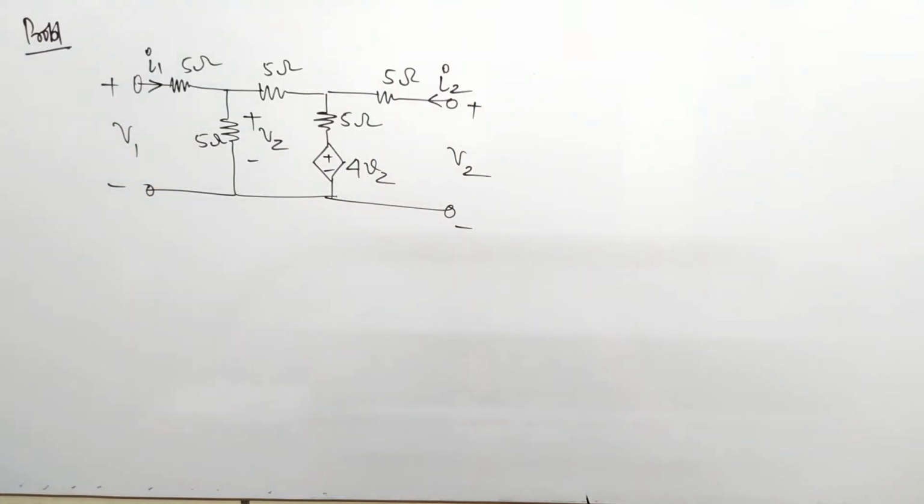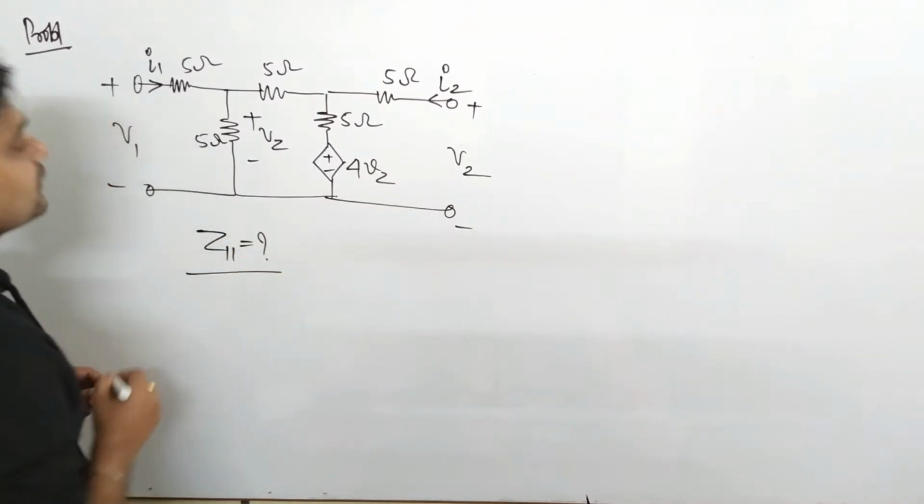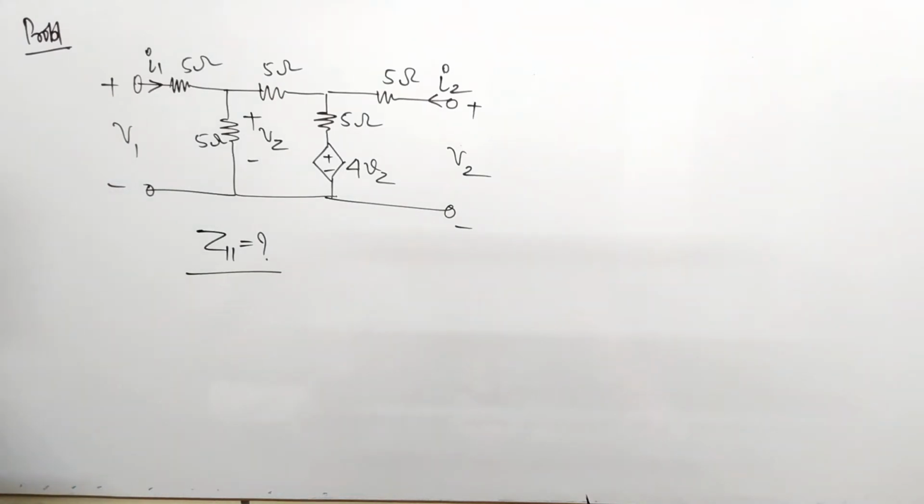This question was asked in the BARC examination, and they've asked you to find the value of Z11. This was a 2 mark question. Friends, you have to find the value of Z11, and this is the condition.